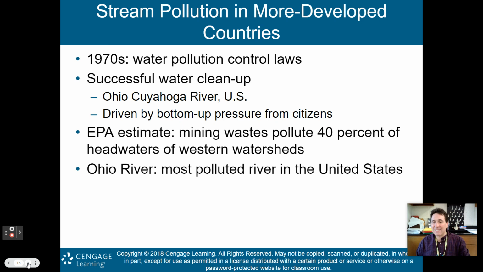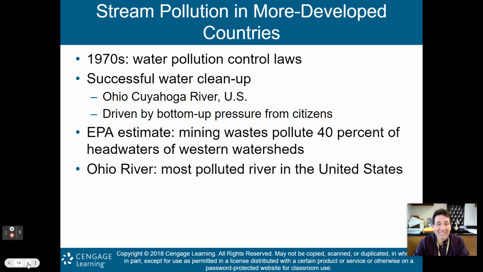In the 1970s is when most of our water pollution control laws came into effect. One of the big issues was the Cuyahoga River in Ohio that was basically on fire. It was on fire because of all the pollution. You could actually light it and there would be fire on top of the river. Well, this was seen by people and they were disturbed. So basically, this was a bottom-up pressure from citizens that pressured their politicians to come up with laws that would help alleviate that problem.